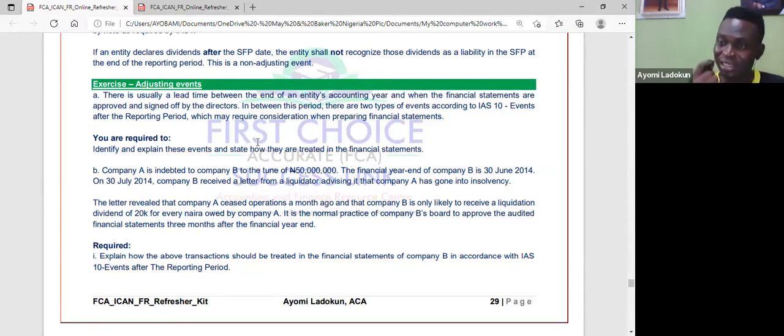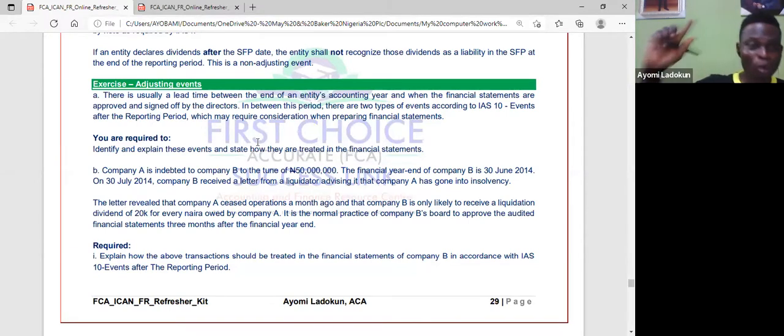So the accounting year end is June 30th. That means the beginning of that accounting year would have been, is that 1st August? Abi? Is that July? Okay. Yeah, so it would have been July. Now, it said on 30th July 2014, Company B received a letter from a liquidator advising that Company A has gone into insolvency. So most likely, we won't be able to collect the 50 million. The letter revealed that Company A ceased operation a month ago.